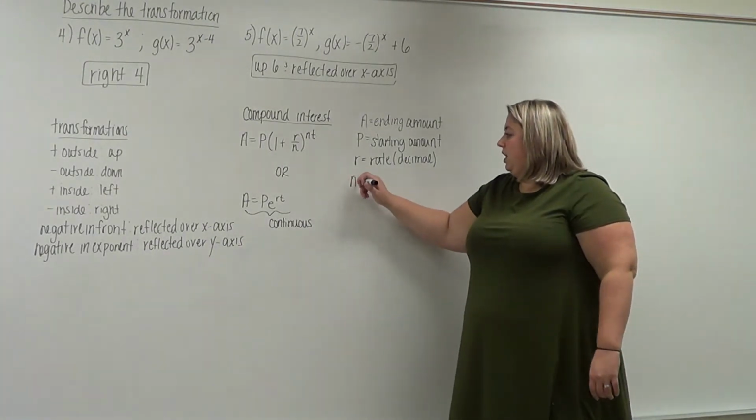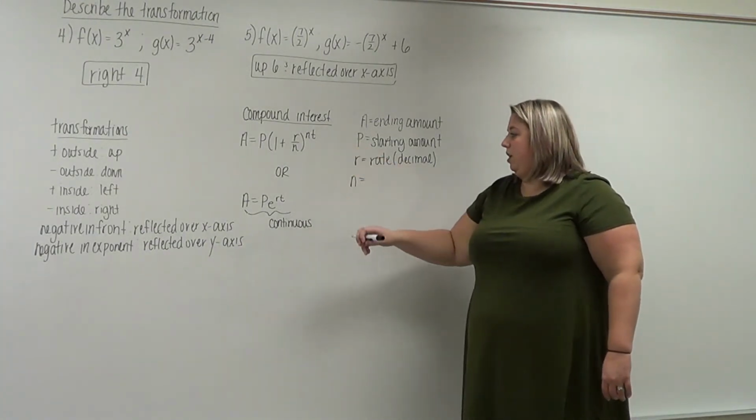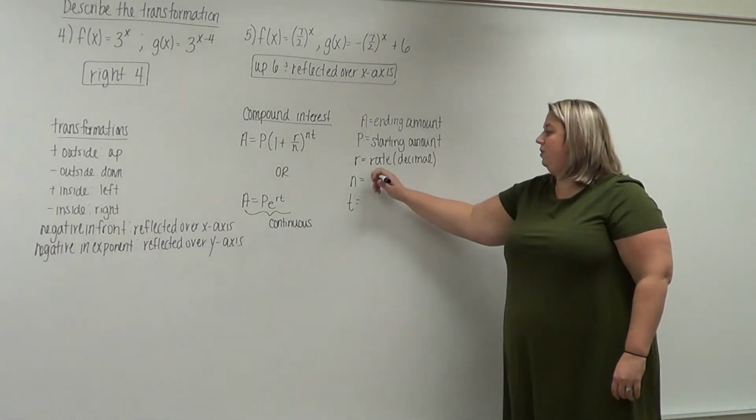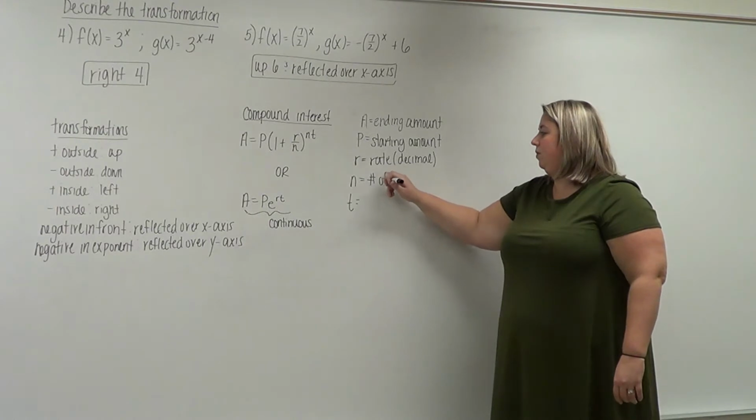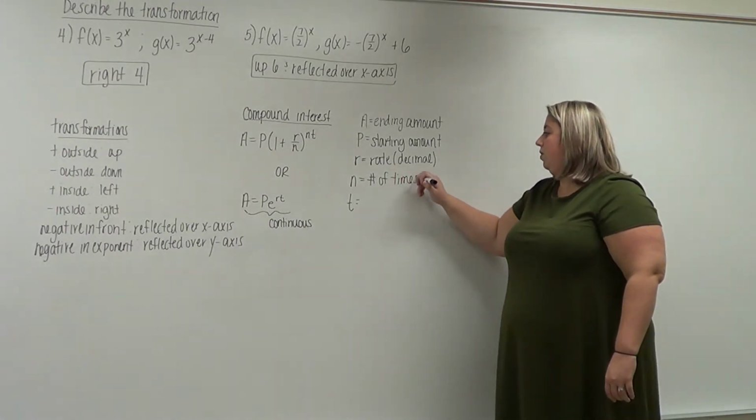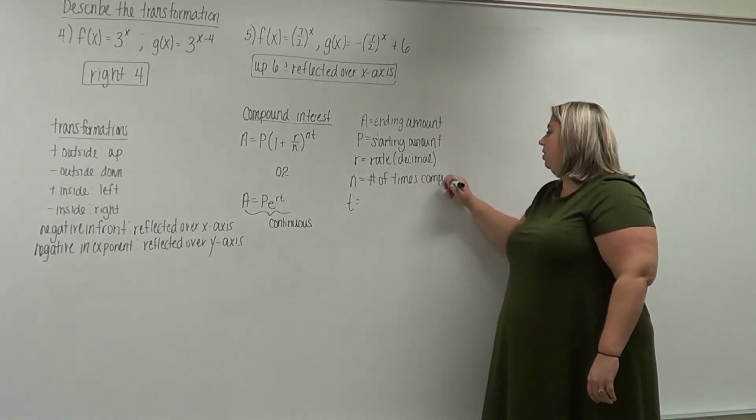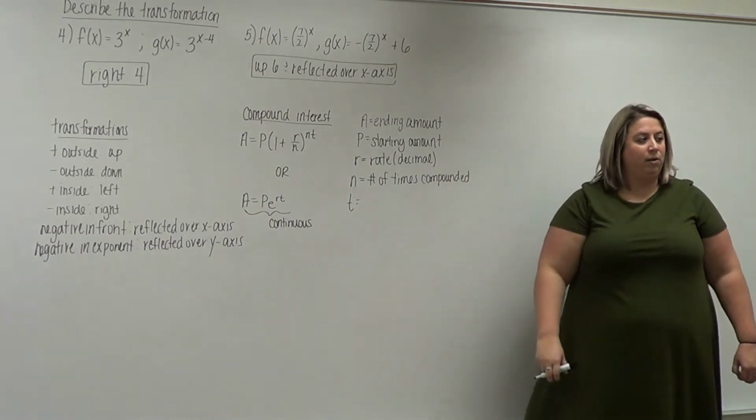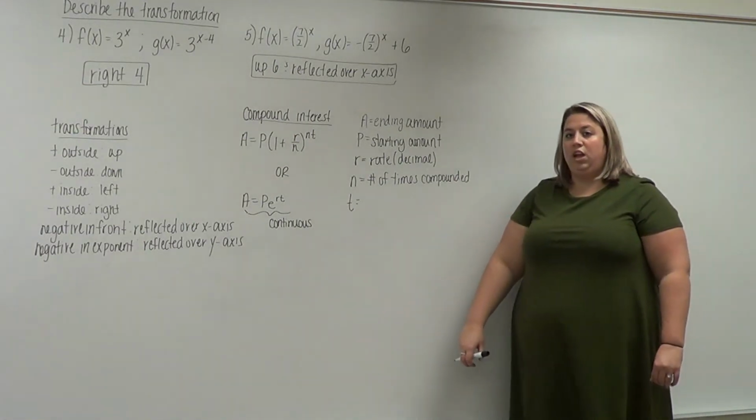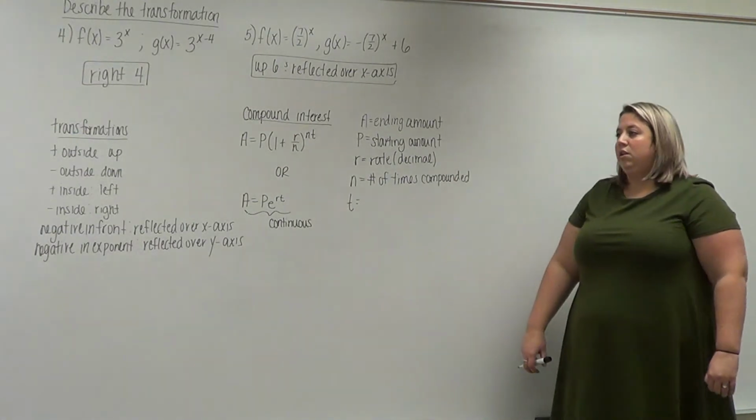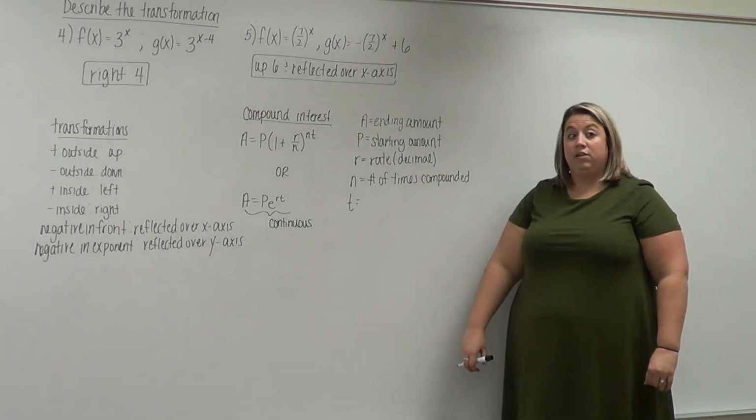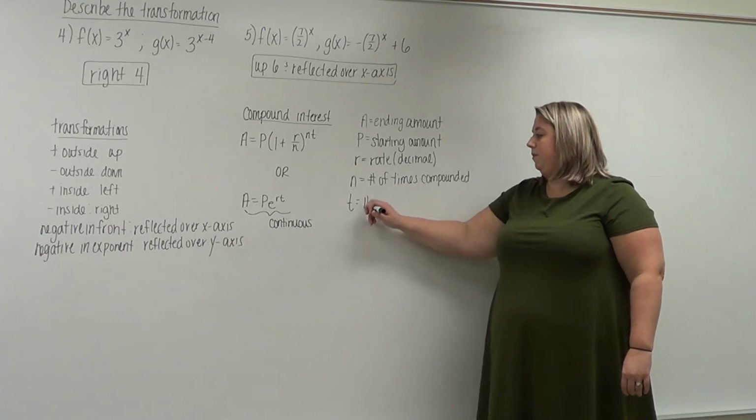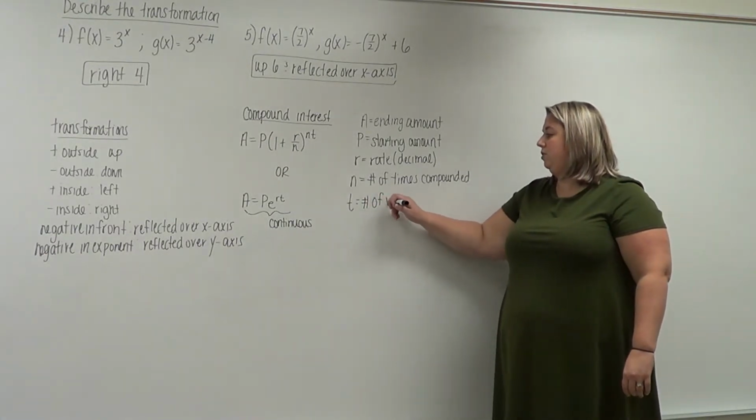Any ideas what N stands for? N only occurs in the top one, not the bottom one. It's the number of times compounded a year. So if it's compounded monthly, that's 12, because that's 12 times a year. Quarterly is 4. Daily would be what? 365. And then what do you think T stands for? Time, so it's the number of years.